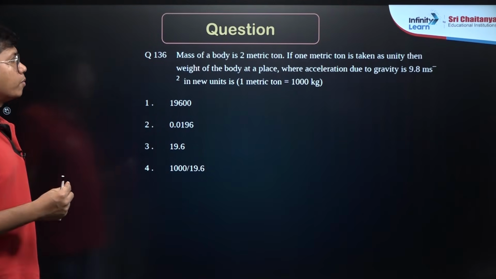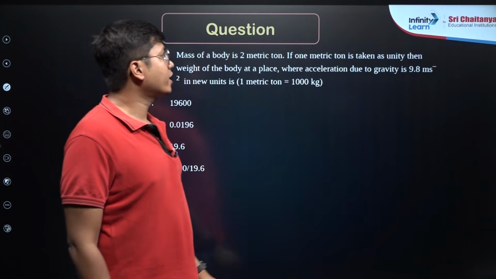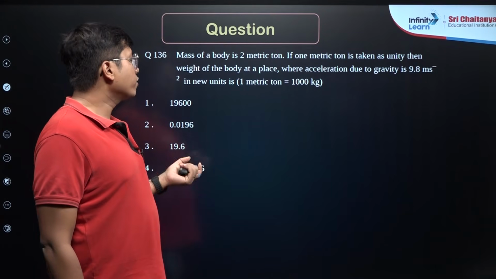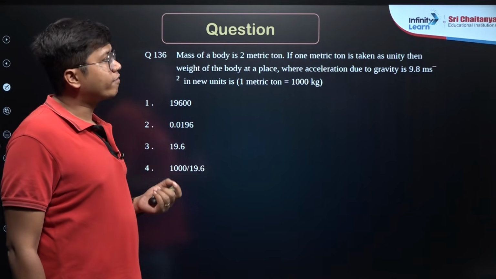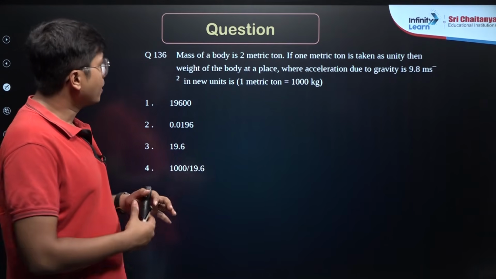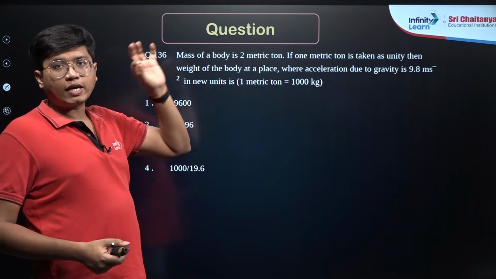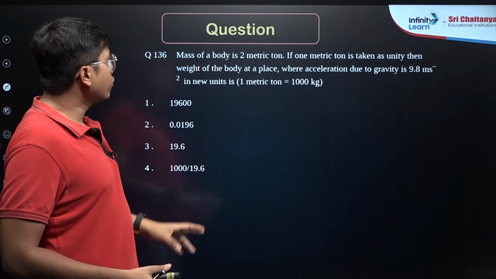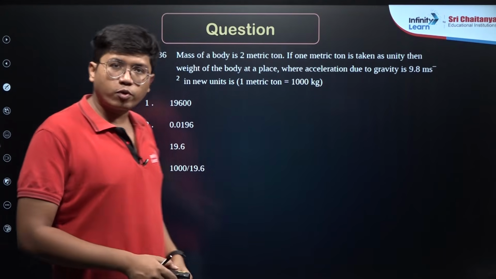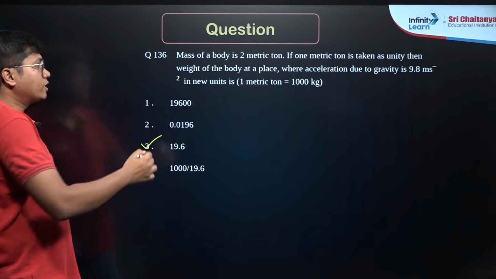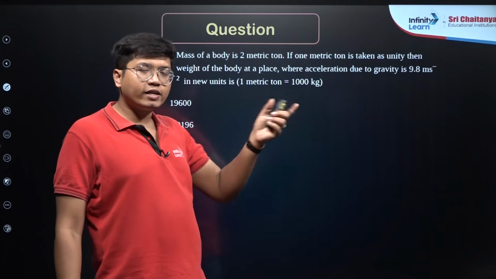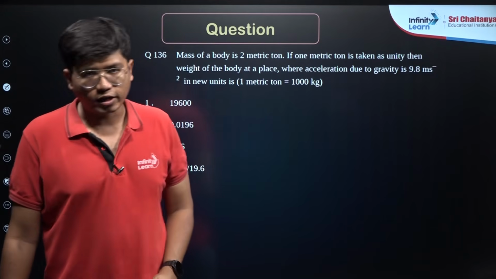The first one says the mass of a body is 2 metric tons. If 1 metric ton is taken as unity, then find the weight of the body at a place where acceleration due to gravity is 9.8 meters per second squared. Because you've taken the ton as the unit, the weight is 2 multiplied by 9.8. The answer is 19.6. You won't convert it to 1000 kg because you have taken the ton as the unit.